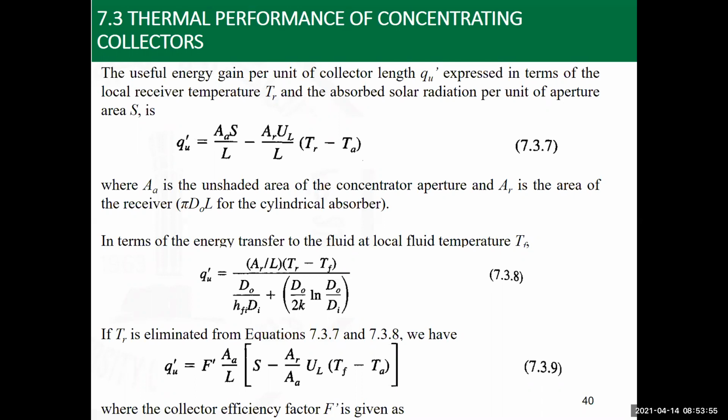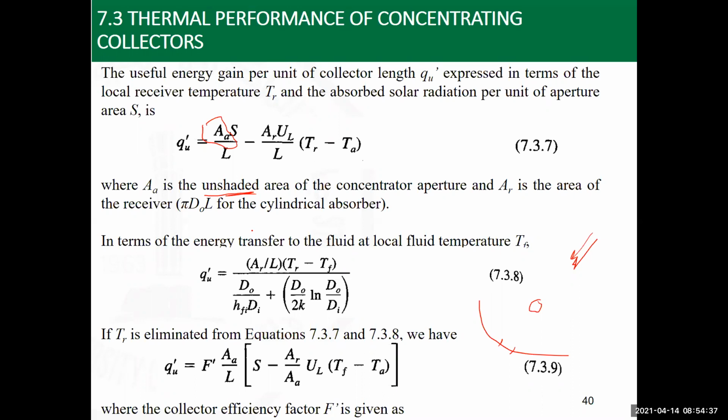We have a concentrator, and the concentrator can actually be shaded by the receiver itself. Remember, we have a concentrator. Let's assume that the concentrator itself looks like this, and we have a receiver here, and the sun is there. So there will be some sort of shade in a certain area here. The effective area is the unshaded area, which is the one expressed here as AA. So this is the unshaded area of the concentrator aperture. AR is the area of the receiver itself, which is pi d outer L, assuming that we have a cylindrical absorber.